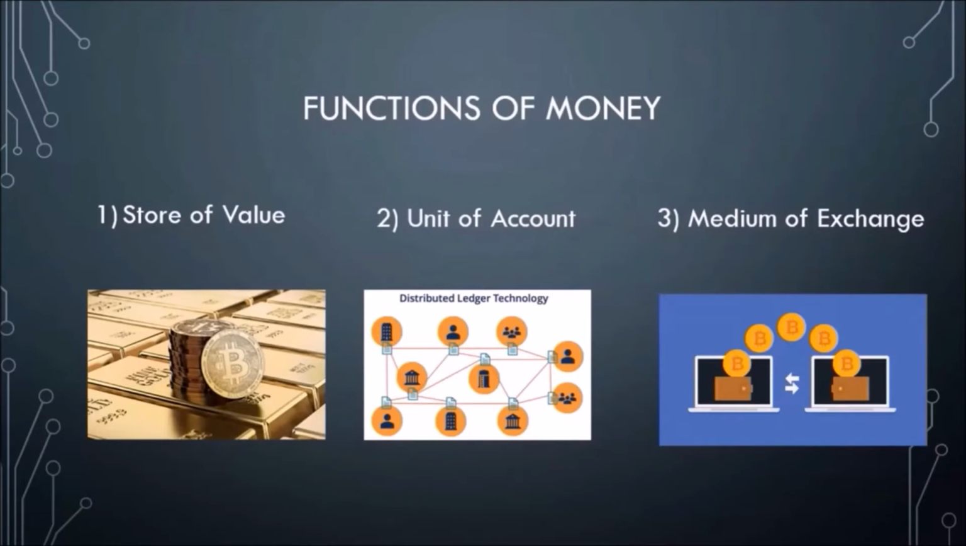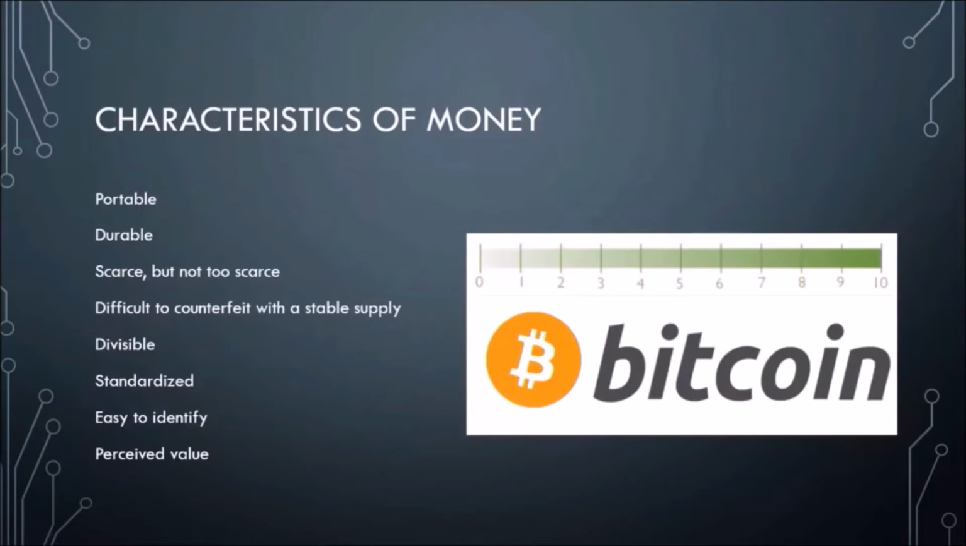Now let's see how Bitcoin stacks up relative to the ideal characteristics of money. Money has three functions: a store of value, a unit of account, and a medium of exchange. The degree to which a money can perform these functions depends on several individual characteristics of that money. The ideal characteristics of money include portable, durable, scarce but not too scarce, difficult to counterfeit with a stable supply, divisible, standardized, easy to identify, and has some kind of perceived value. In my analysis, I will rate Bitcoin on a 1 to 10 scale for each of these characteristics.